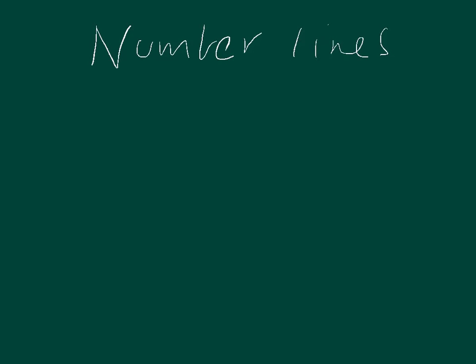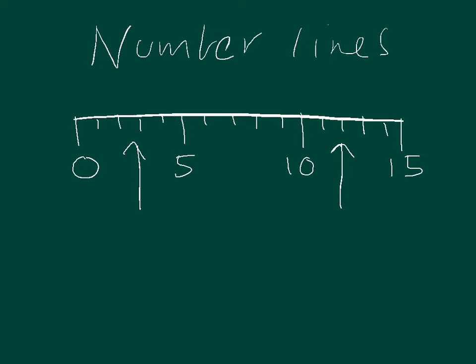This is a short video about number lines and scale. So we'll start with a very simple number line. So we can see our number line measures from 0 to 15, and I've got two arrows pointing to two lines that are not marked with a number.